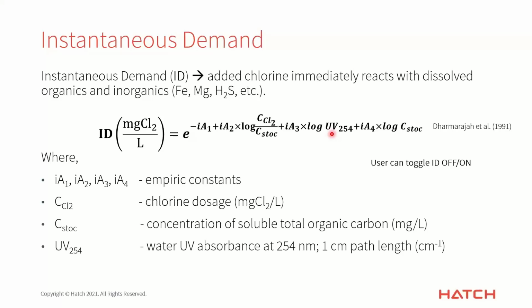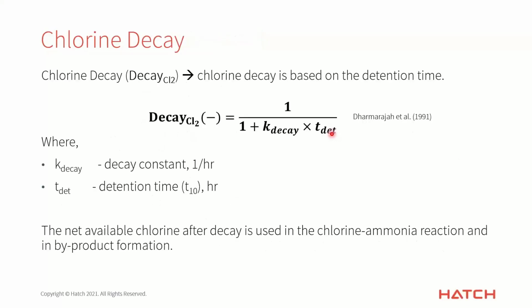But there is some flexibility here. The user can toggle the instantaneous demand option on and off if they feel they don't need it in their specific layout or process. And the user can also calibrate the relationship by changing the empirical constants that you see here, these A1s through A4s on the slide.